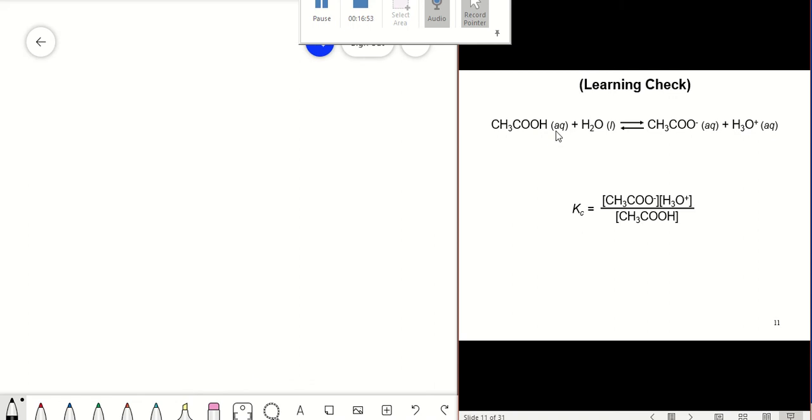So the expression would be: equilibrium constant equals CH3COO minus raised to the power 1 times H3O plus raised to the power 1, divided by the reactant, CH3COOH to the power 1, and water we are just going to ignore. Right? So that's the simplest kind of question that you can get in chemical equilibrium, to just predict the expression for the equilibrium constant.